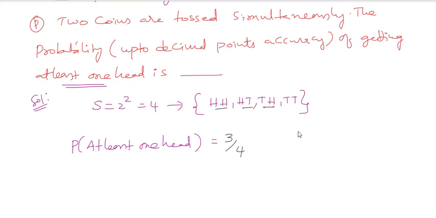Three things will be there, which is 3 by 4. 3 by 4 value will be what? 0.75. This is the answer. Directly you can do it as. That is how you have to solve the questions. These are all the previous GATE questions only.